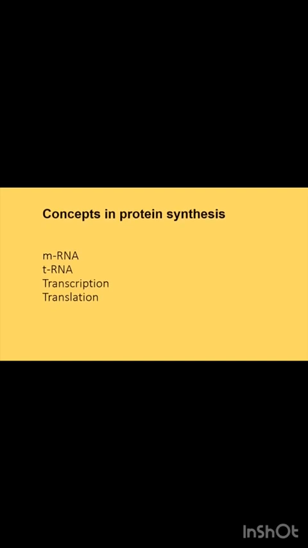Now, let's take a look at the concepts that are involved in protein synthesis. We have four major concepts here that we need to understand in detail. The first one is the mRNA, the tRNA, the transcription as well as the translation. Let's take a look at the first concept, the mRNA, the messenger RNA. This is a single-stranded RNA that is involved in protein synthesis, and it contains what we call the codons.